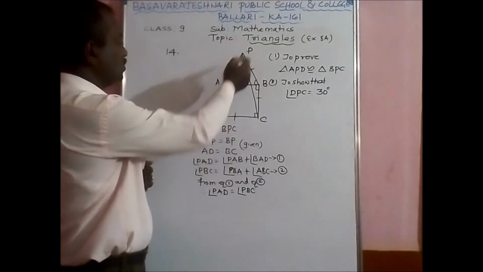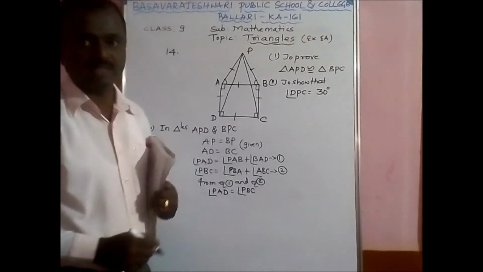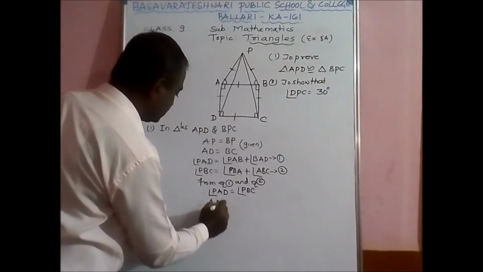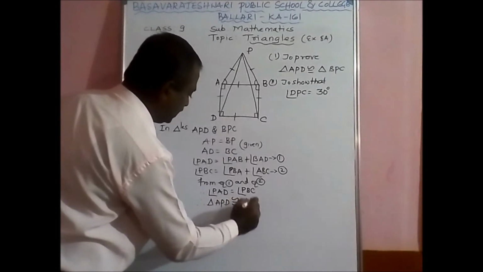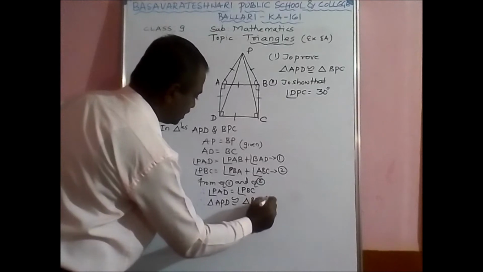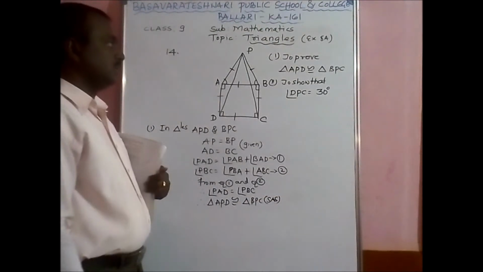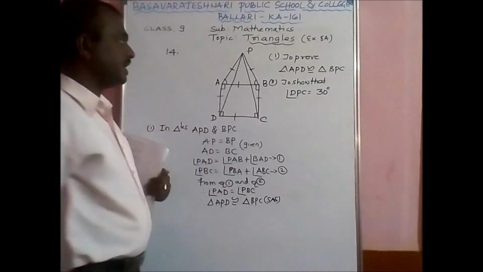So now, two sides and one included angle. That means SAS. Therefore, triangle APD is congruent to triangle BPC on the basis of SAS. This is the first part of the question. Now we have to prove angle DPC is equal to 90 degrees.